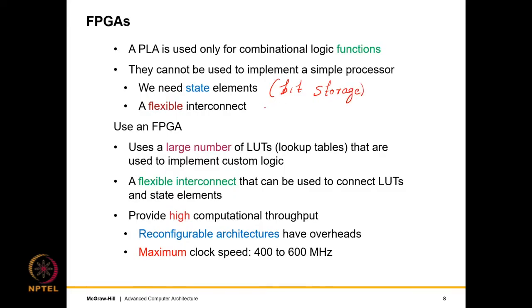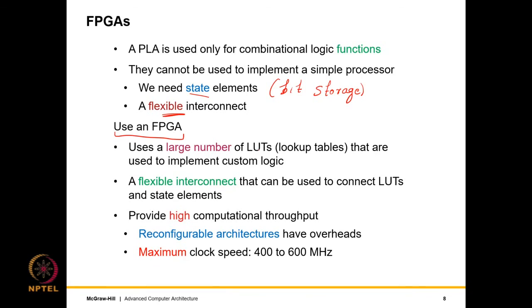And we need a flexible interconnect, right? So why a flexible interconnect? Because we'll have to connect different logic elements to different state elements. And that is where we have the opportunity of creating a custom processing unit. So this is why we use an FPGA, which has these things. You can think of an FPGA as an extension of a PLA that has state elements and the flexibility of connection.